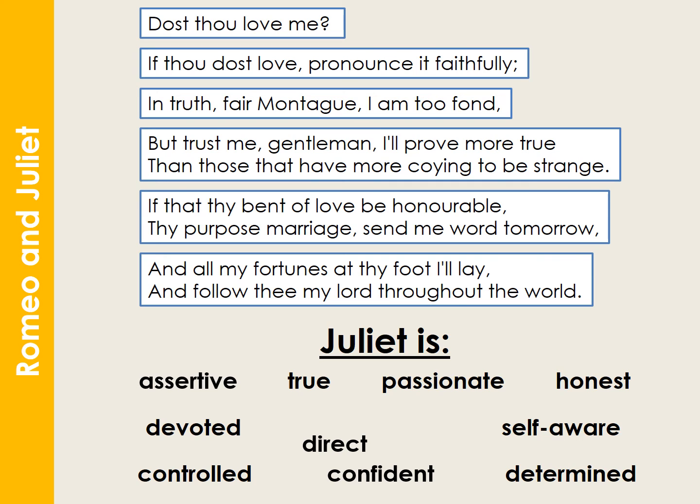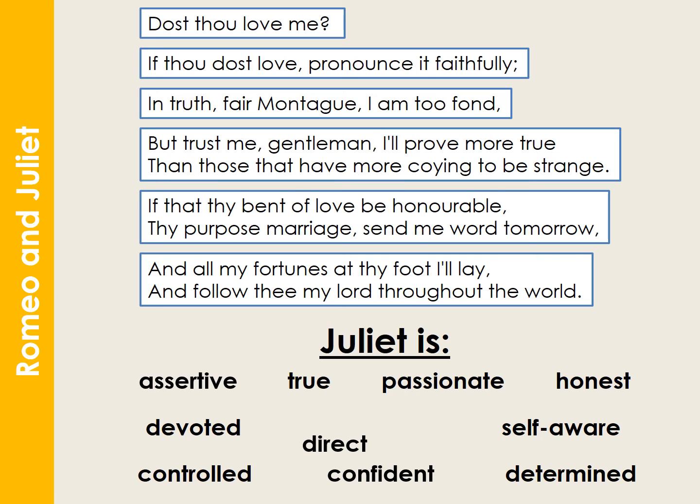Okay, so here are the main points that she makes. She asks Romeo, "Dost thou love me?" And then she says, "If thou dost love, pronounce it faithfully." So in other words, tell me now, be honest. And then she says, "In truth, fair Montague, I am too fond." So she recognizes already that her love for him and attraction to him is almost too much. She's too fond of him. "But trust me, gentlemen, I'll prove more true than those that have more coying to be strange. If that thy bent of love be honourable, thy purpose marriage, send me word to-morrow, and all my fortunes at thy foot I'll lay, and follow thee, my lord, throughout the world."